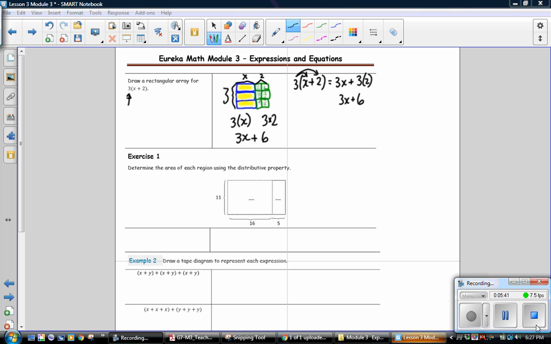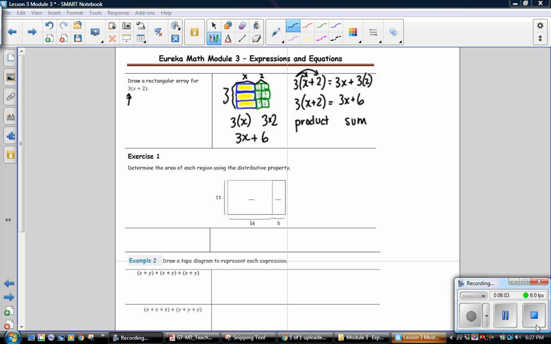And so we have equivalent expressions. 3 times the quantity x plus 2 is equivalent to 3x plus 6. On the left, this is considered the product. On the right, this is considered the sum. Often the directions will say, use the distributive property to write the product as a sum.